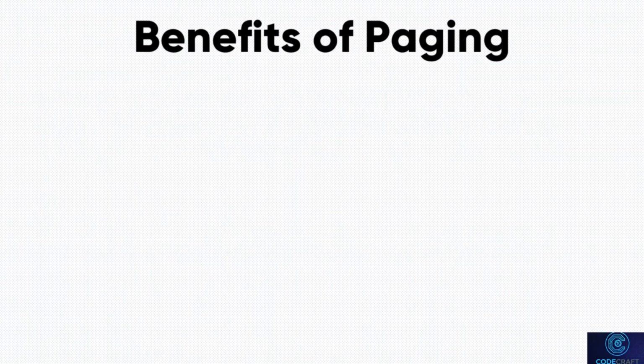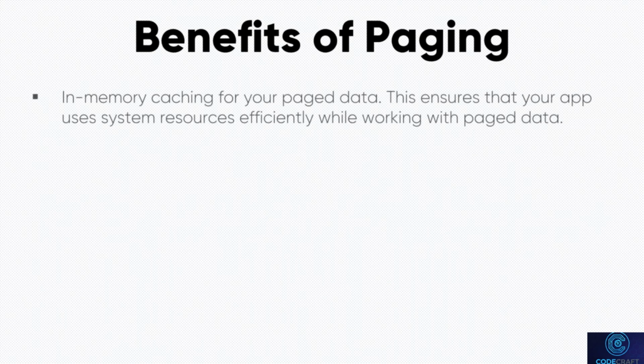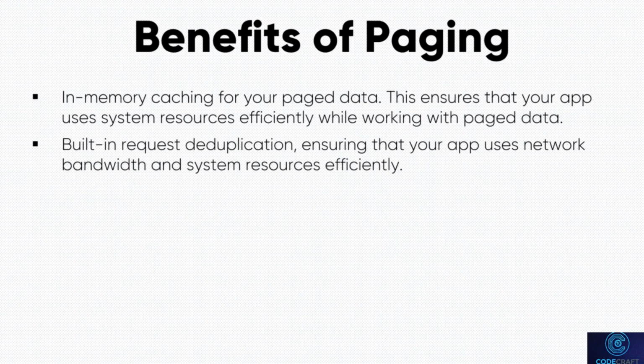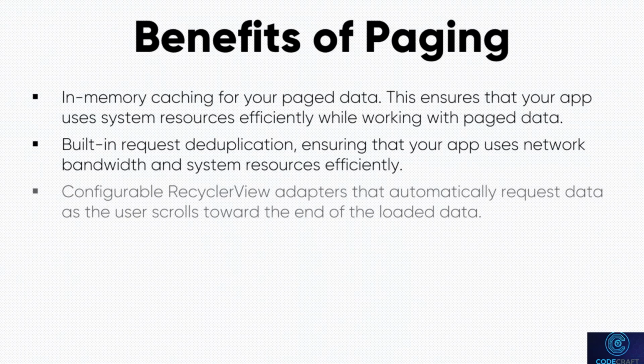So what are the benefits of paging? In-memory caching for your page data. This ensures that your app uses system resources efficiently while working with the paged data. Built-in request deduplication, ensuring that your app uses network bandwidth and system resources efficiently. Configurable RecyclerView adapters that automatically request data as the user scrolls toward the end of the loaded data.